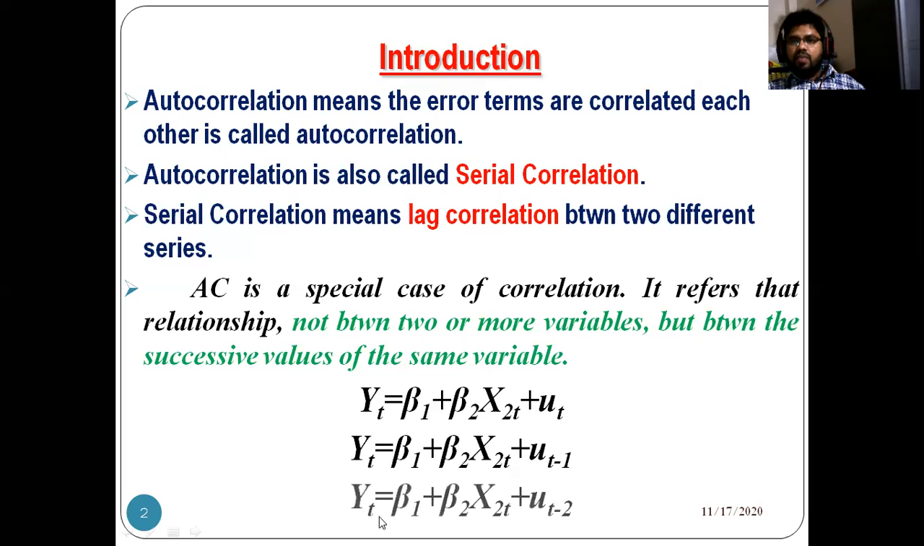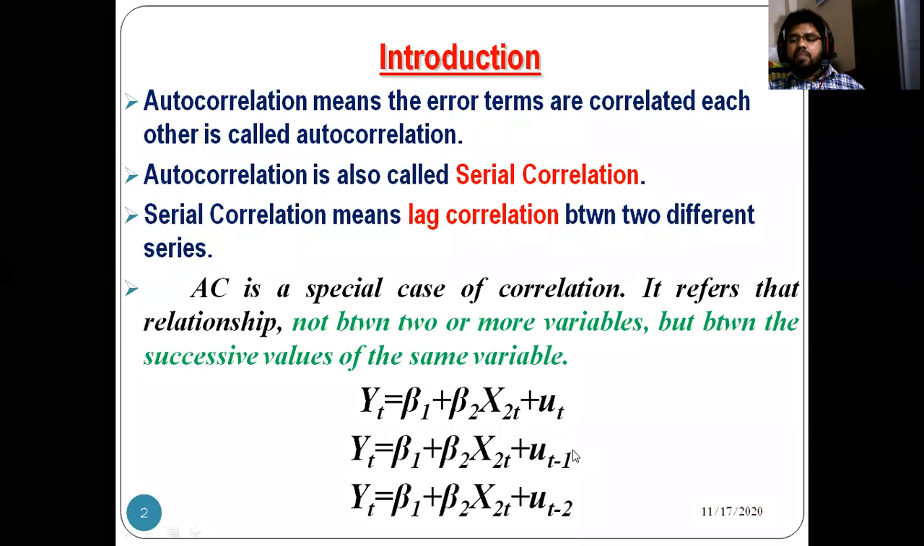If you take another example, yt is equal to beta 1 plus beta 2 x2t plus ut. This is the error term. If the present year error term is related with ut minus 1, it is called autocorrelation. The present year error is correlated with its successive values of the same variable, in the sense of the error term only. This error is correlated with another error term, whether it is ut minus 1 or ut minus 2. So if the error terms are correlated with each other, it is called autocorrelation. The present year error is correlated with its preceding error term.